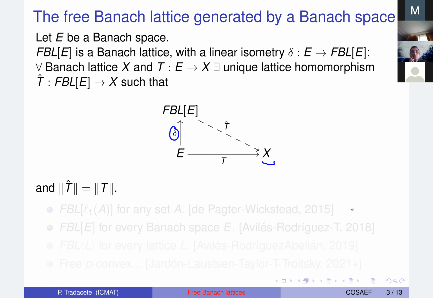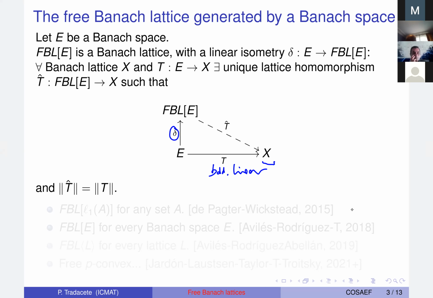bounded linear operator T, right? So this is just bounded and linear. Then an operator T from the original Banach space E into the Banach lattice X, then I can always extend this linear operator to a lattice homomorphism between the free Banach lattice FBL of E and X, and this extension is unique. Okay, so this is the way one can use to define the free Banach lattice.